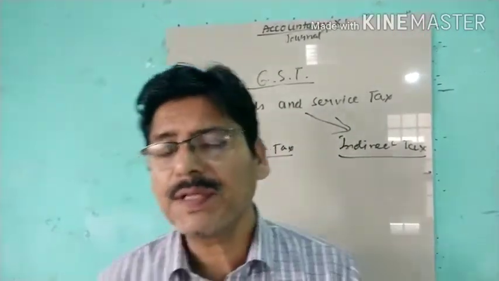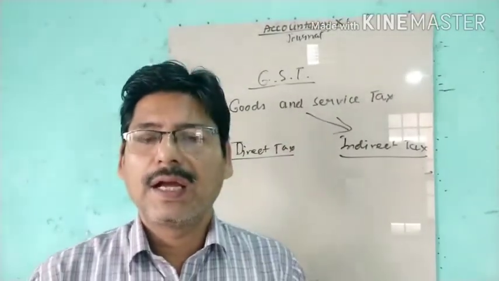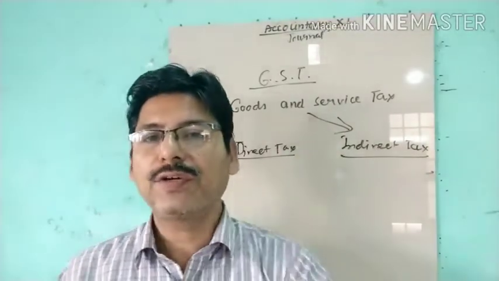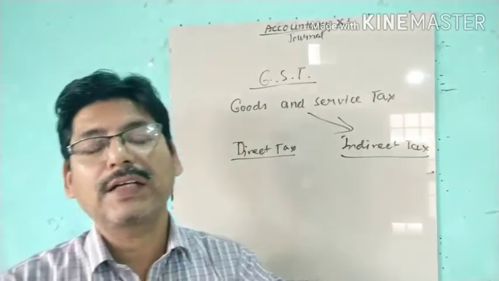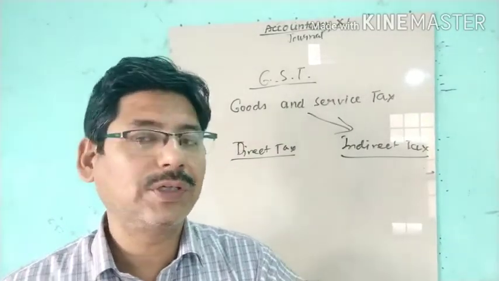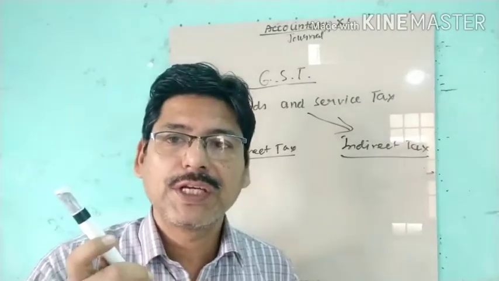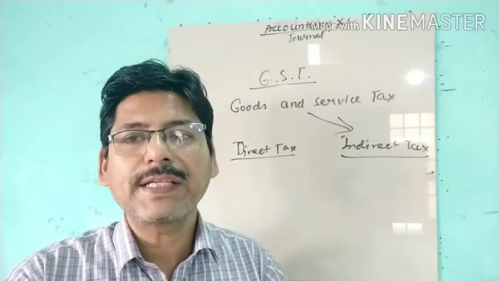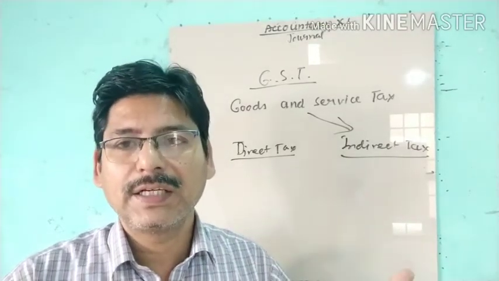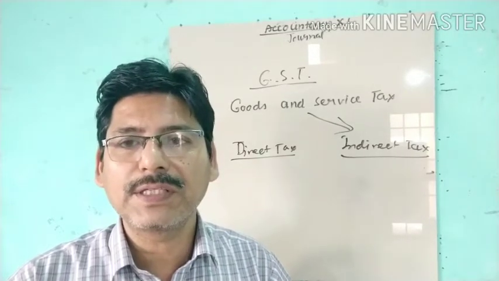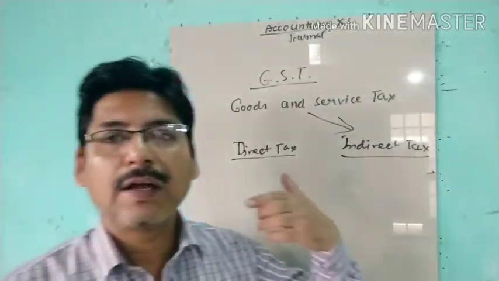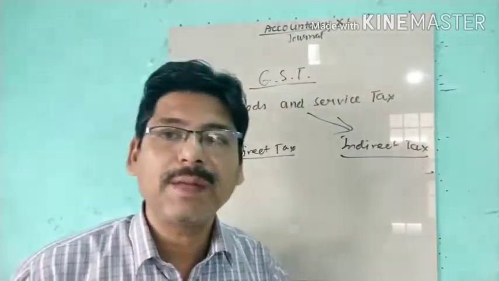This difference is not in your syllabus, but you should understand it. Indirect tax is levied on goods and services. If we buy a pen, when it is sold to us, some tax is charged on it by the seller, which is collected from us. We don't know about this. Indirectly it is paid by us, unknowingly. That tax is indirect tax.